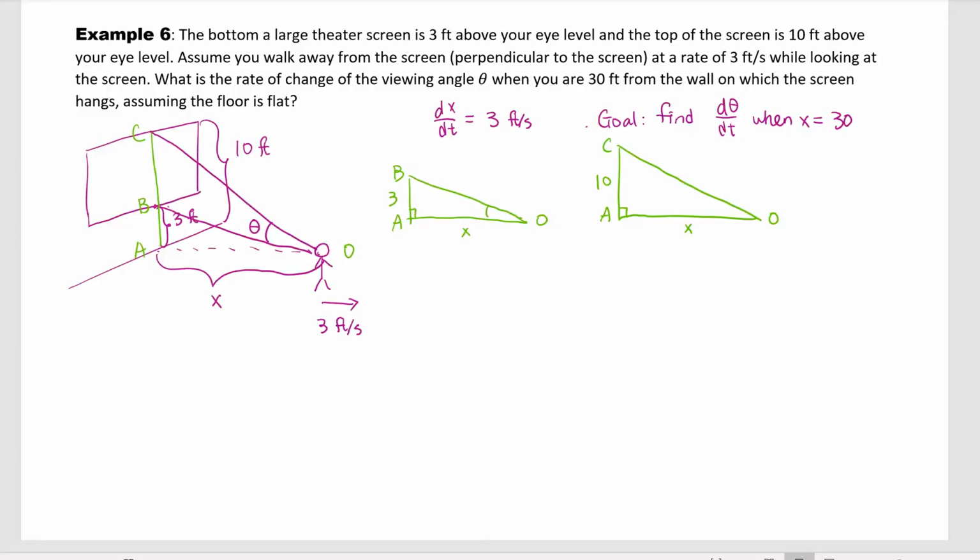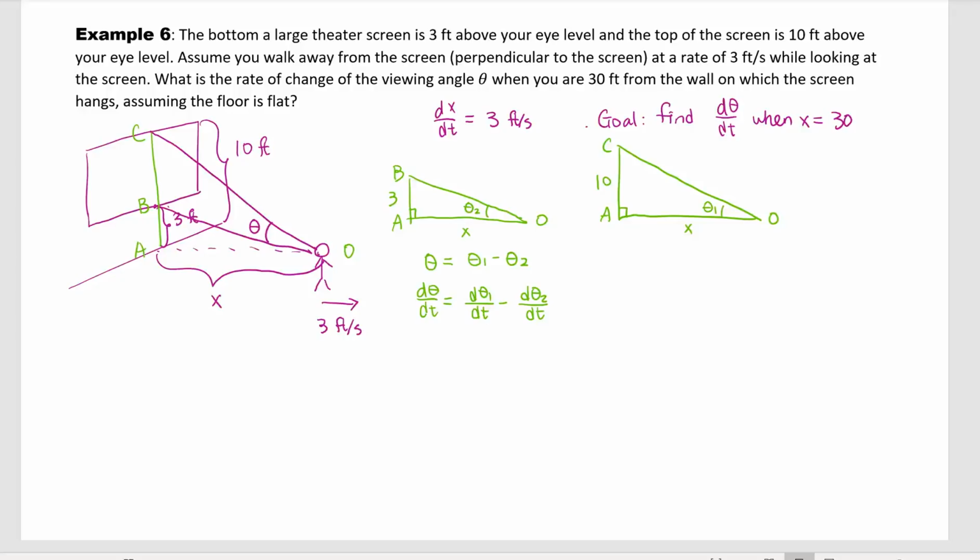Well, if we call this theta 2, this is theta 1, then theta is actually theta 1 minus theta 2. Right? So if we're looking for d theta dt, that's the same as d theta 1 dt minus d theta 2 dt. So we need to find what's d theta 1 dt and what is d theta 2 dt.